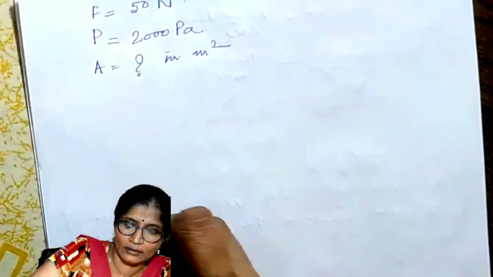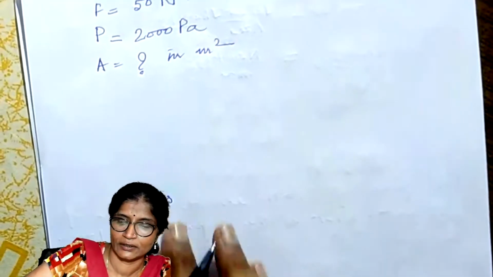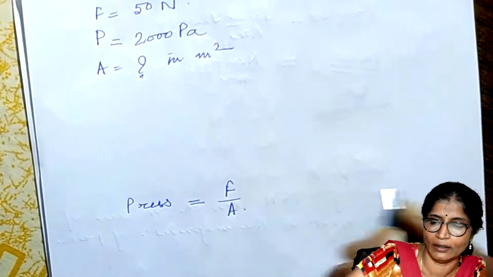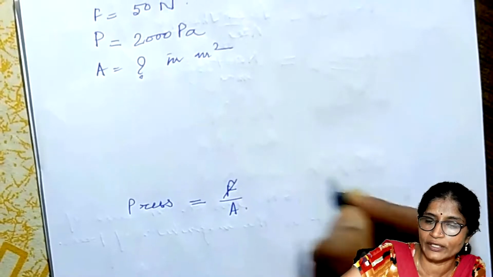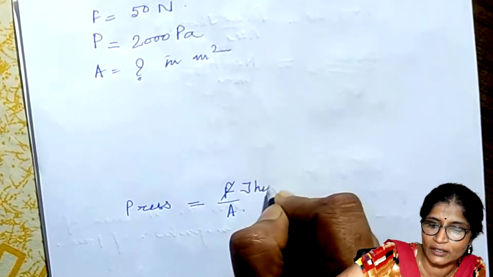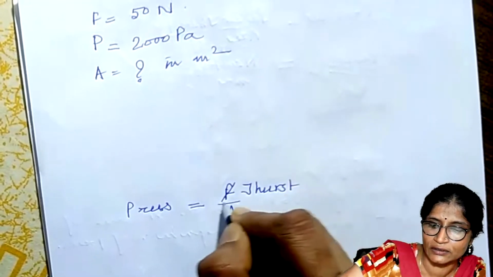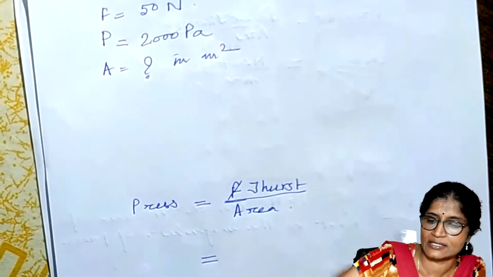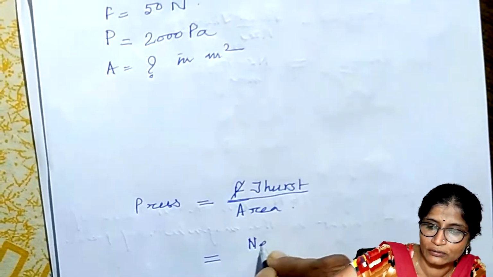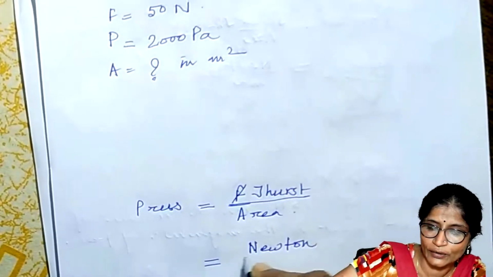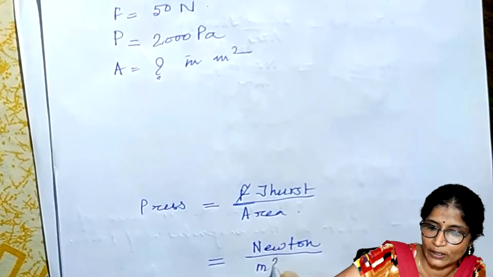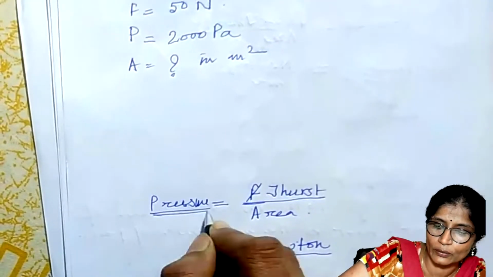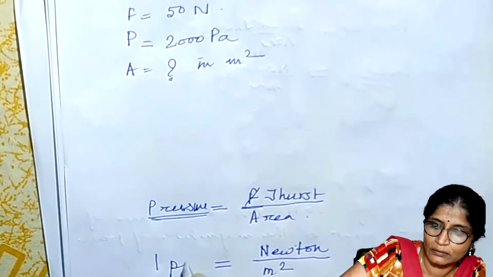So pressure is equal to what? Force divided by area. And instead of force, what do I have to write here? I have to write thrust: T-H-U-R-S-T. Thrust divided by area. The unit of thrust is the same as that of force, that is Newton, and the unit of area is meter square. So Newton per meter square is equal to 1 Pascal.